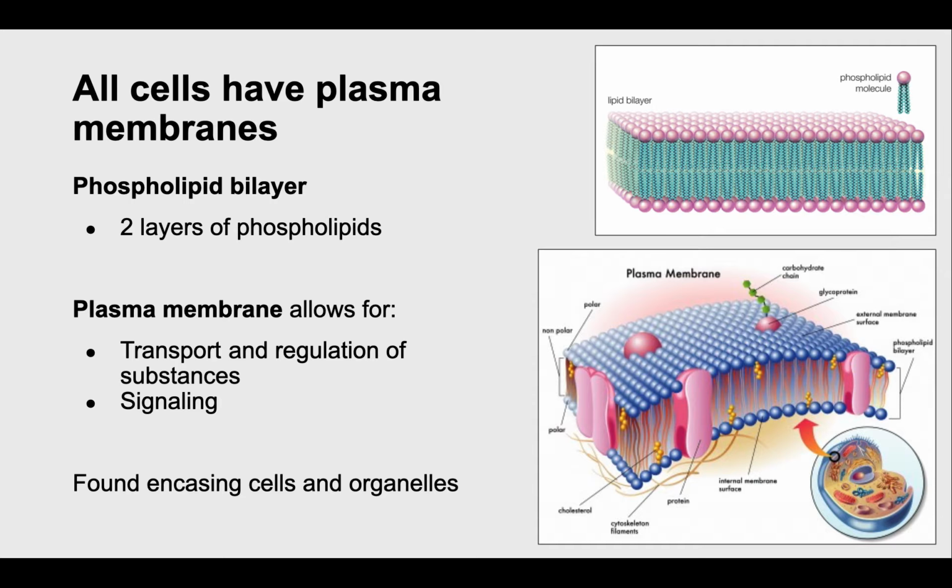But they can also play an important role in signaling to other cells, which again, we're not going to touch on too much here, but we can have some signaling molecules that can tell something to other cells. So again, these plasma membranes are found encasing the cell as a whole, but also all those organelles.